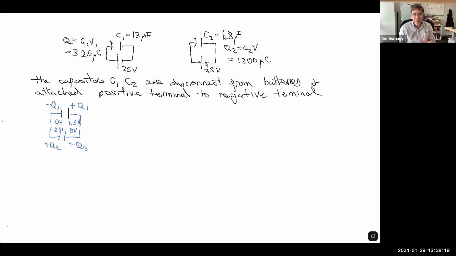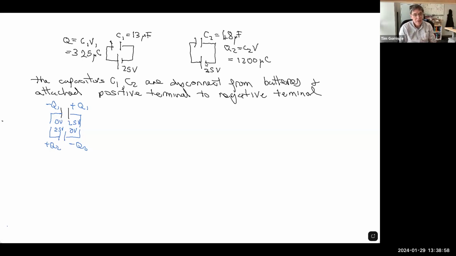That's one of two possibilities. We could connect positive to positive for the two capacitors and negative to negative, but we connected positive to negative and negative to positive in this arrangement. And the question we're going to answer is, after reconnecting the two capacitors, what is the voltage across the plates of each of the two capacitors, and what is the charge stored by the two capacitors? How much charge is on C1? How much charge is on C2?